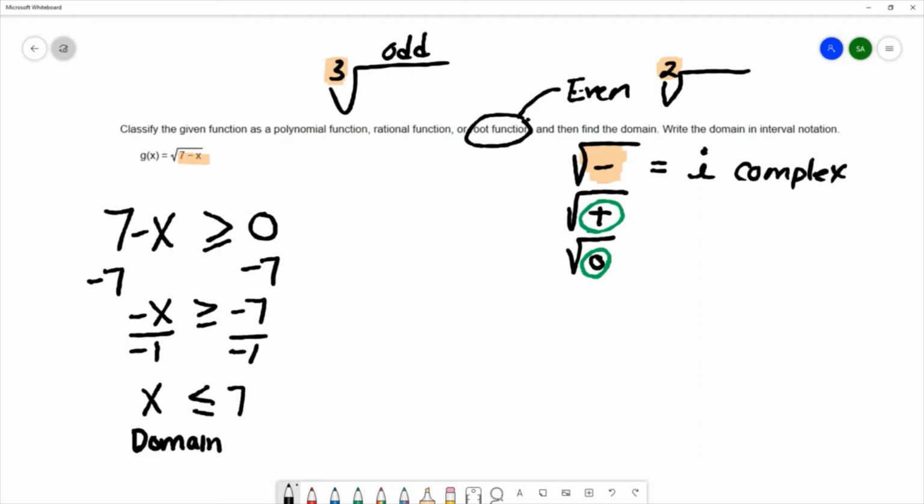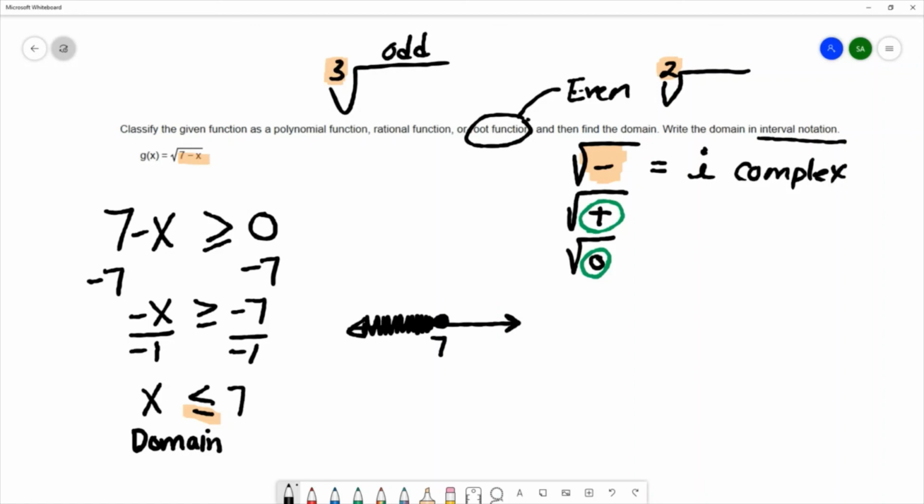But remember, we want to write our domain in interval notation. So I'm going to draw a picture of the number line to represent this inequality. We'll mark a 7 on our number line, and I'll mark it with a filled-in dot. And the reason why I'm marking it with a filled-in dot is because it can equal 7. So that's going to be part of our domain. And then we want to shade the values that are less than 7, and those are the ones to the left of 7 on the number line.